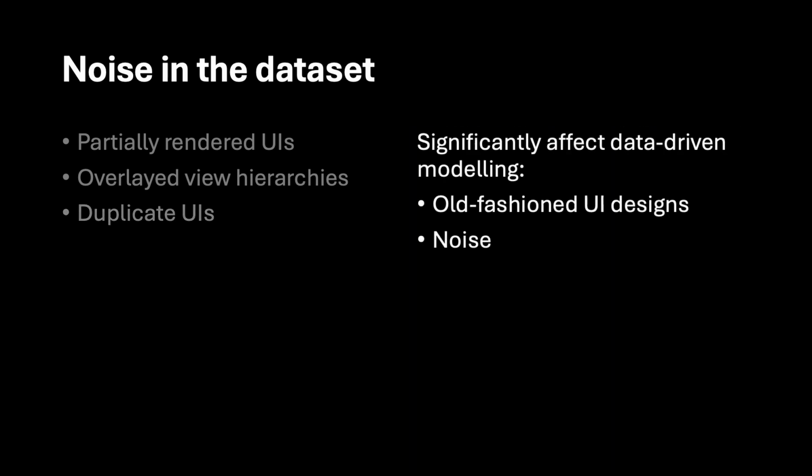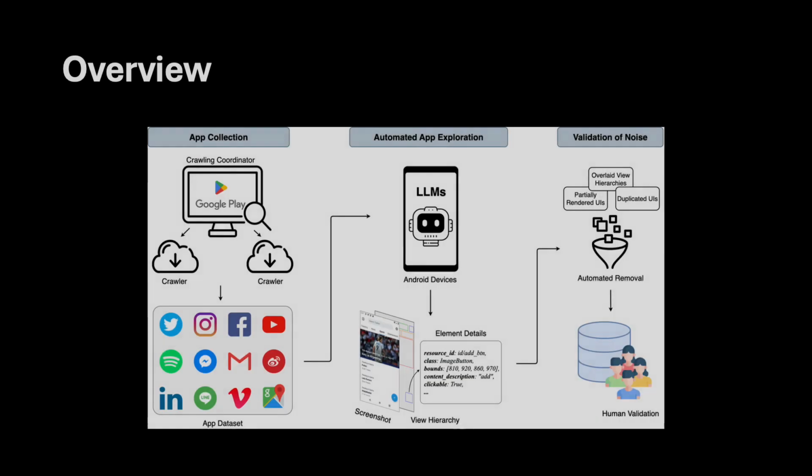Altogether, outdated UIs and noise in the dataset can significantly affect data-driven modeling. Outdated UIs can become irrelevant for a model. Noise can introduce inaccuracies into any data-driven model, giving incorrect training data. To address these issues with existing datasets, we set out to create our own dataset with a focus on breadth, coverage, and accuracy, that is, less noise. Towards our goal, we set out several steps.